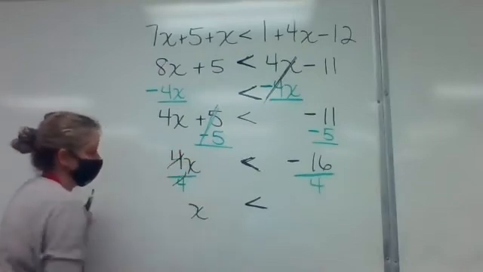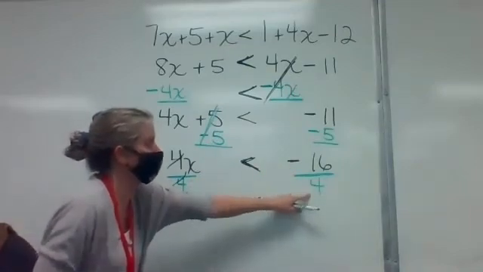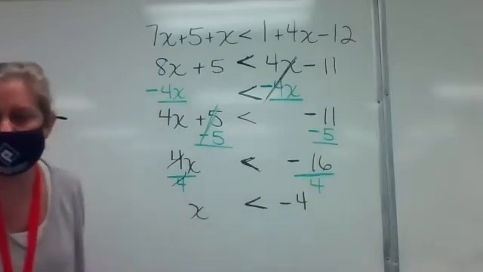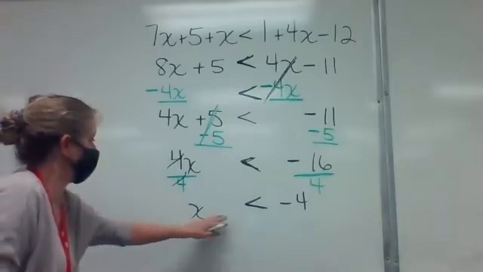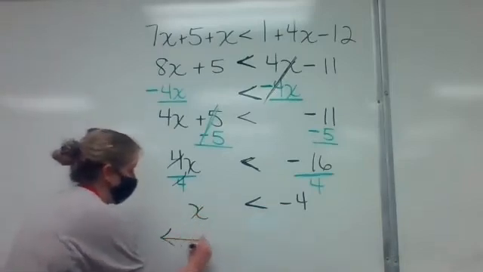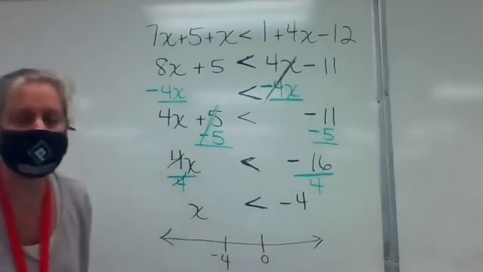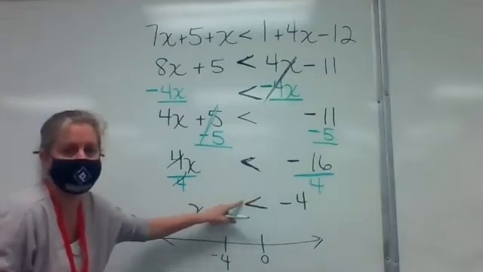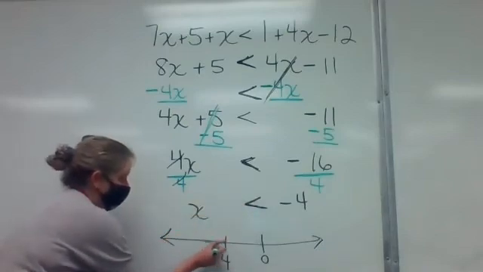So there's my x is less than. Now I do have negative 16 divided by positive 4. So that does give me negative 4. So x is less than negative 4. So here is what I'm putting on my number line. There's the negative 4 on my number line. Draw your arrow the same way this one's pointing. So since it's pointing to the left, I'm going to draw my arrow to the left.